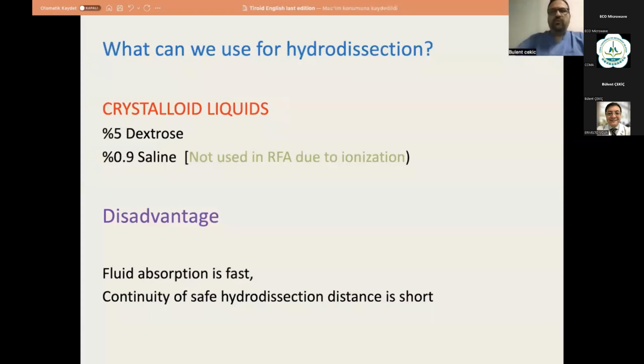What can we use for hydrodissection? Normally, we use crystalloid liquids. As we know, we cannot use saline in RFA because of the ionization. We mostly use dextrose. But the disadvantage of crystalloid fluid is that when the hydrodissection area occurs, the fluid absorption is very fast, and the continuity of the safe hydrodissection distance is short. And sometimes we can lose the safe area.